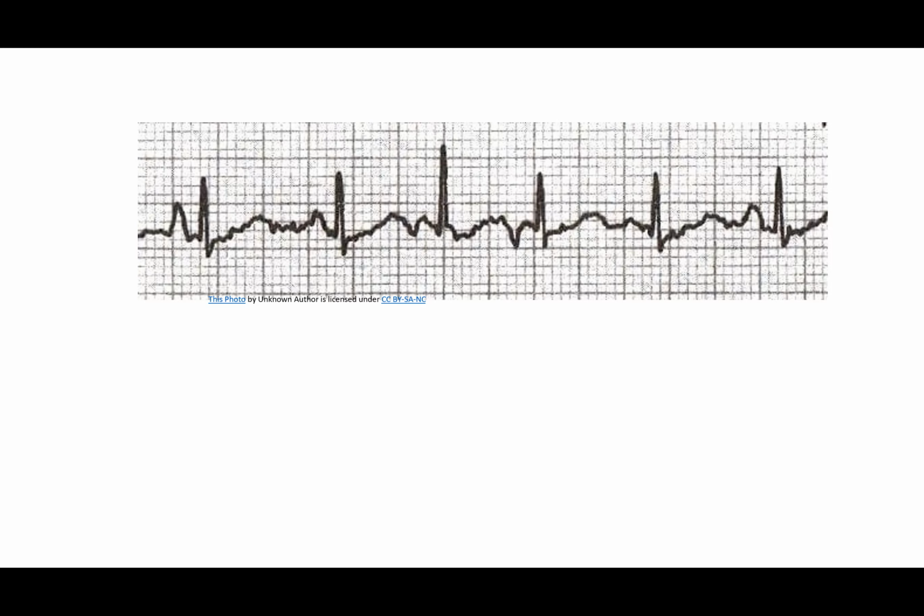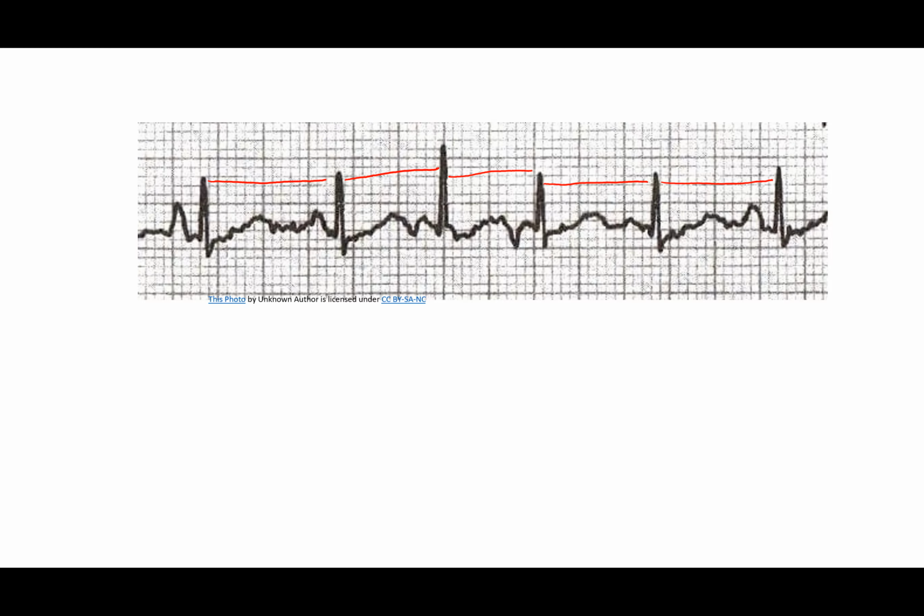Okay, now let's look at this one, and let's go through our 2 sets of questions. The first question is, is it regular or irregular? So we're going to look at the distance between the R waves. There's that. That's kind of long. That's a little bit shorter. This distance may be similar to the second, but definitely shorter than the first. And then we get long again, and then maybe even a little bit longer.